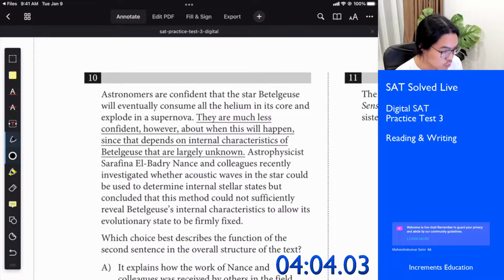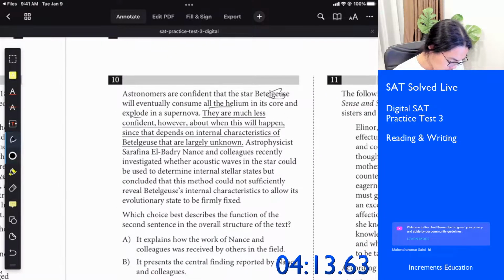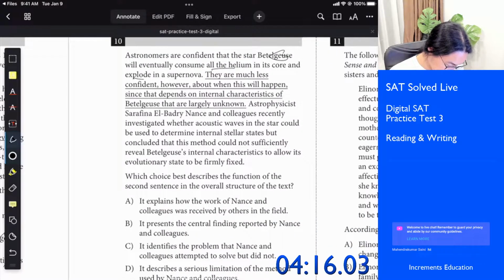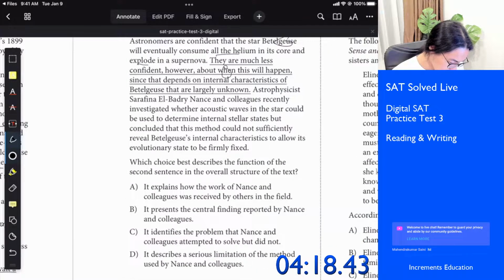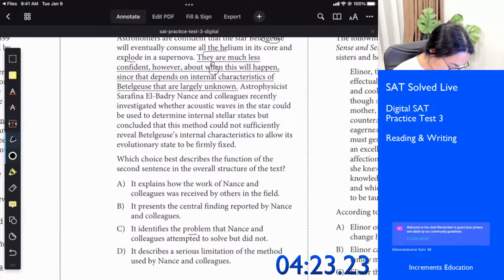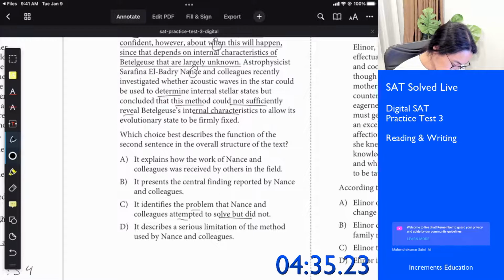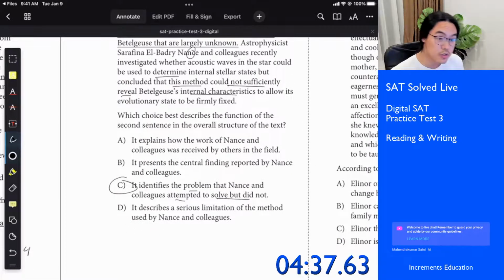Okay. Mahendra Kumar, what's up? Confident that the Betelgeuse will eventually consume all the helium and explode in a supernova. They are much less confident about, okay, we're contrasting when this will happen, since that depends on characteristics. So we're actually changing the topic. Problem, okay, hang on. Nance could use to determine, but that this method could not reveal the characteristics. Attempted to solve but did not. Yep. So that is 437.